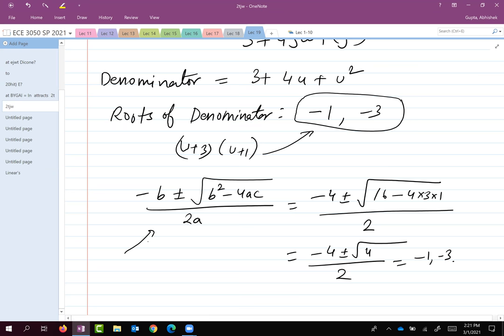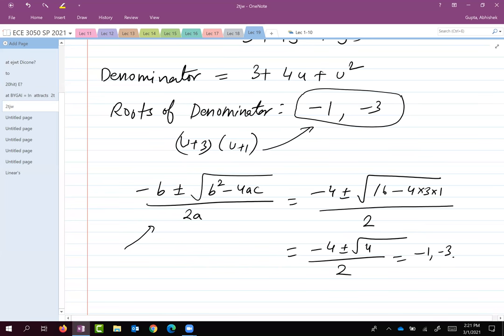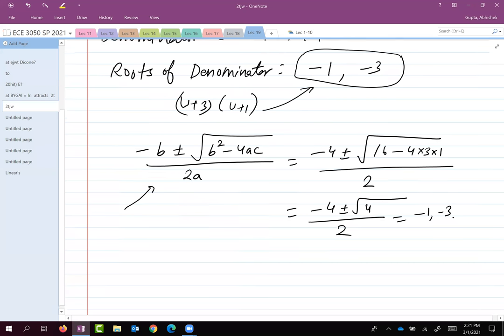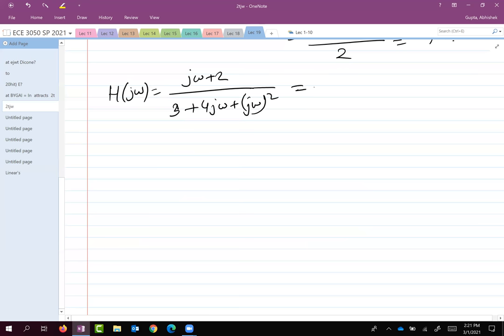Okay, so I found the roots of the denominator. Any questions so far? Okay, so now my H of j omega, which is j omega plus 2 over 3 plus 4 j omega plus j omega squared, is A over j omega plus 1 plus B over j omega plus 3.